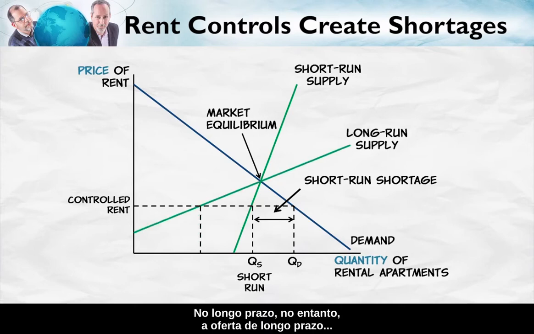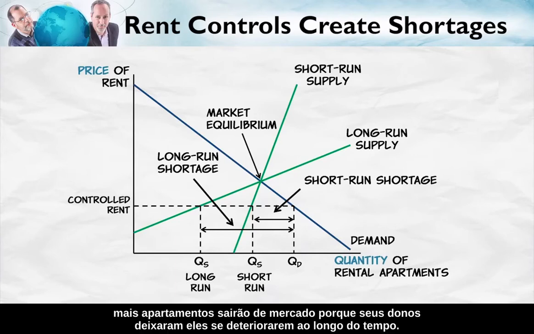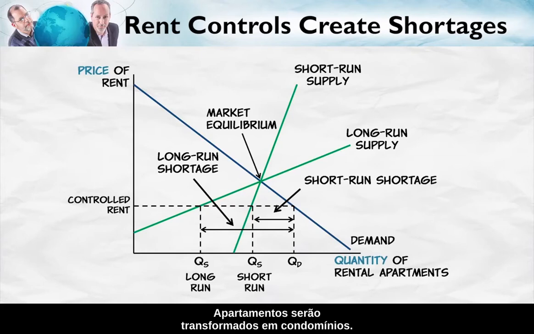In the long run, however, the long run supply is going to be much more elastic than the short run supply. So in the long run, the shortage will get much worse. In the long run, what will happen is that fewer apartments will be built, more apartments will be allowed to run down, to become dilapidated, to slowly go off the market. Apartments will be turned into condominiums. Instead of building apartments, people will build car garages, people will build other types of housing, and so forth. So in the long run, the shortage from a rent control gets much worse than in the short run.